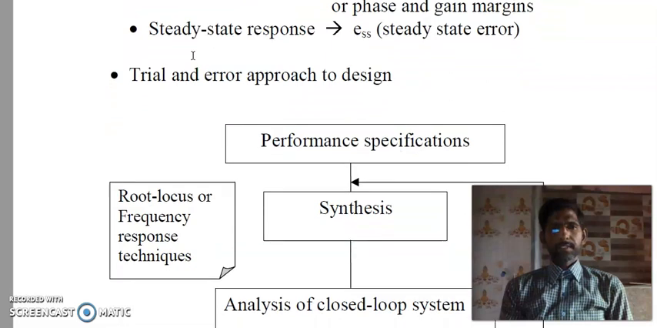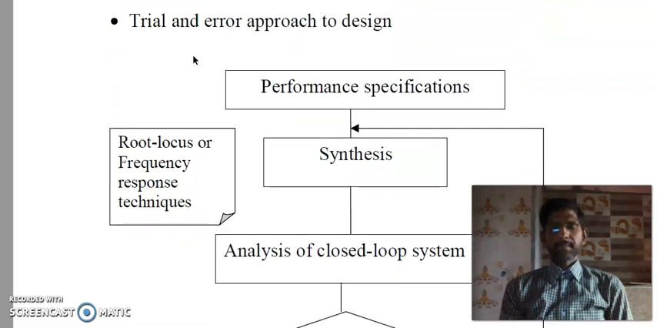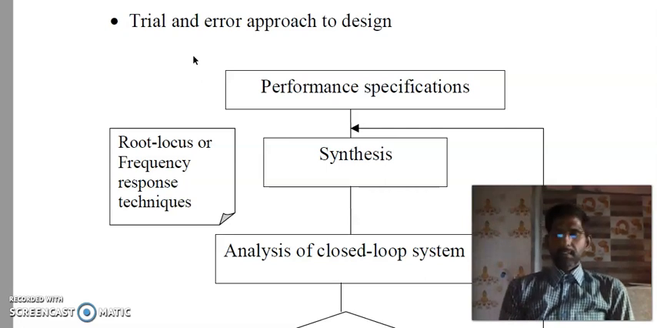The flowchart for designing our compensation techniques: first will be fixing the performance specifications. That means settling time should be either 4% or 3% or 5%, whatever it might be. Maximum peak overshoot should be this much. Delay time should be this much. Rise time should be this much. Steady state error should be this much. Like that we'll be fixing the specifications of a system.